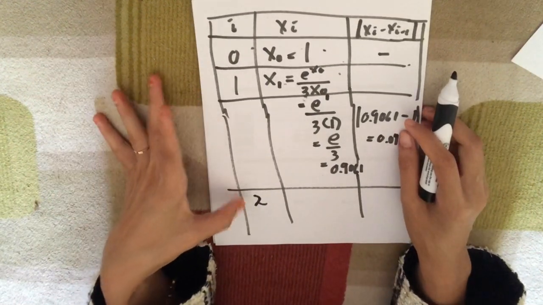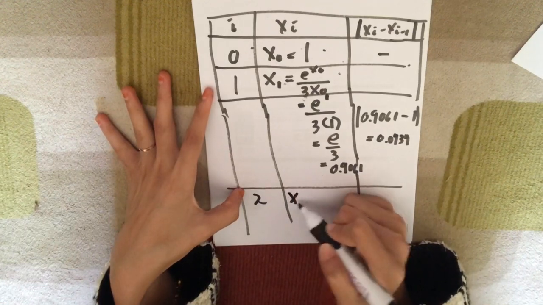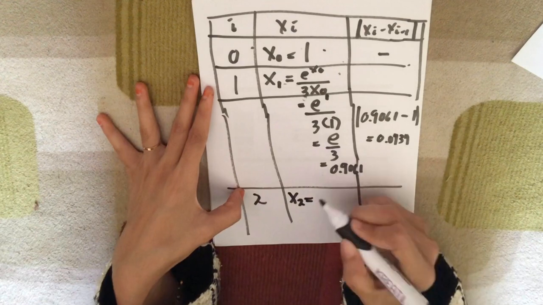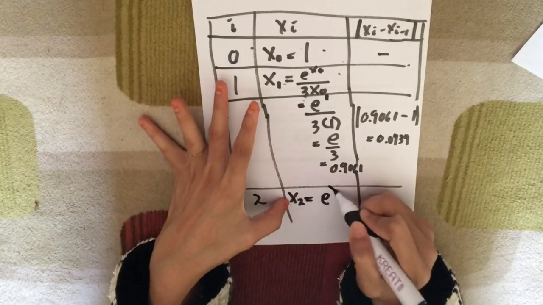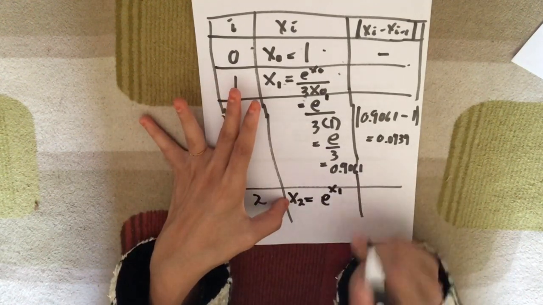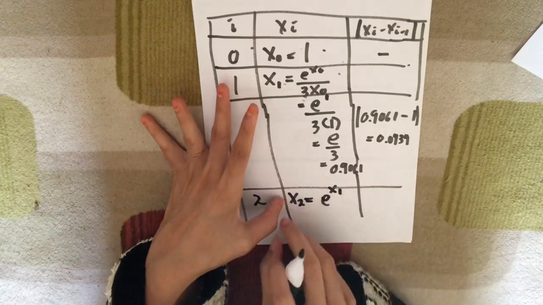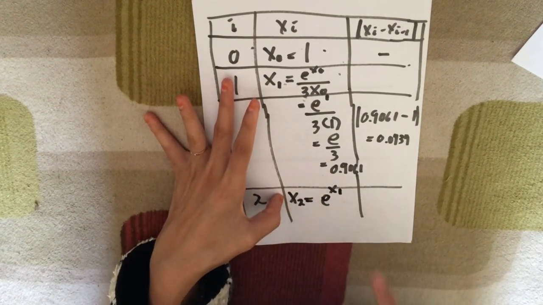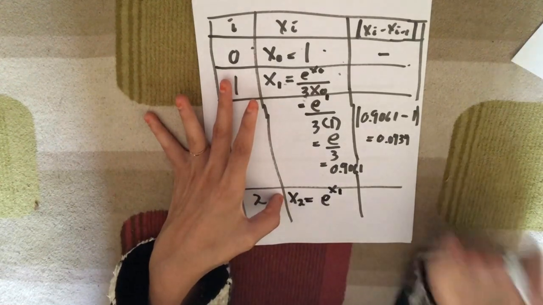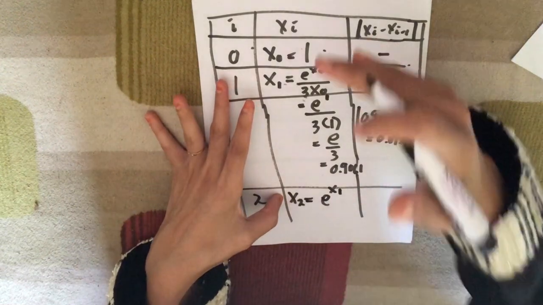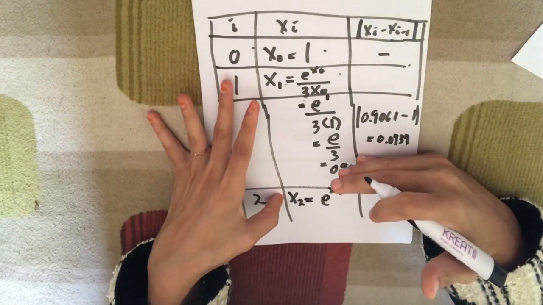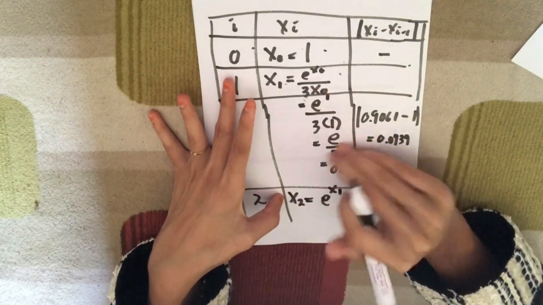So for i = 2, you will calculate x2. Then e power of x what? x1. Because you want to calculate x2, you will use the value before it, which is x1, not x0. You must use the value before it. The latest one that you calculated here is x1.